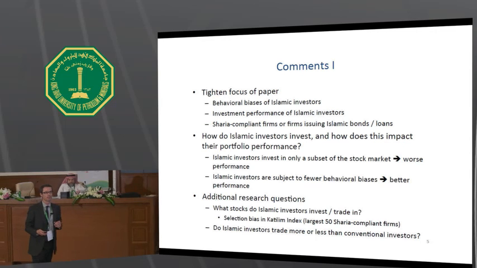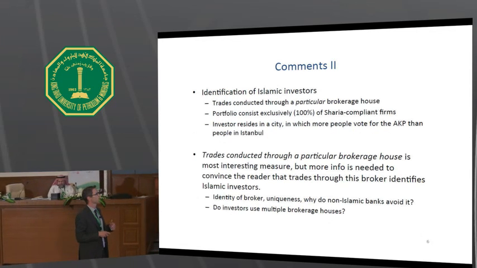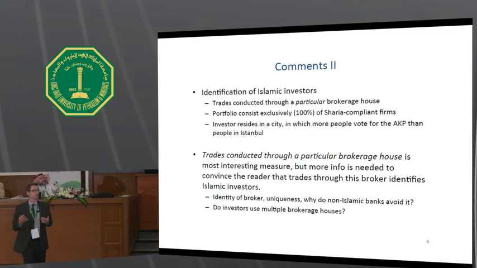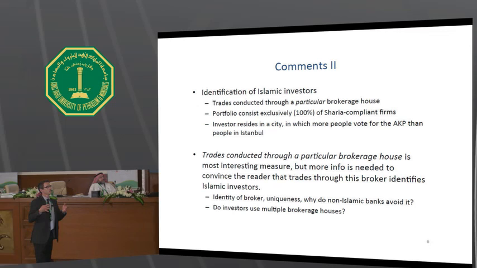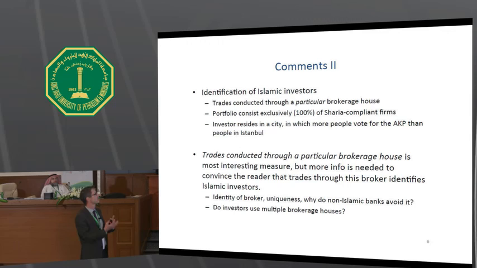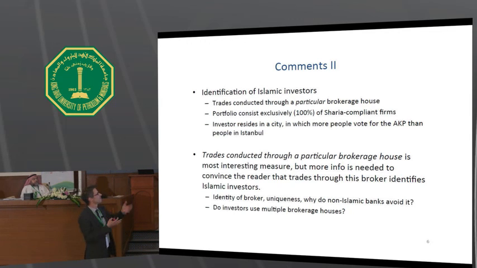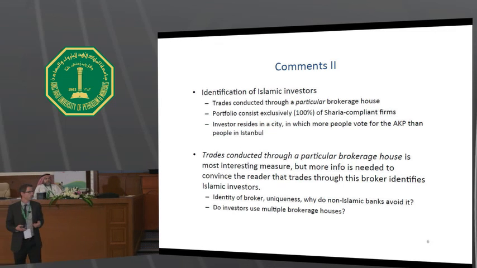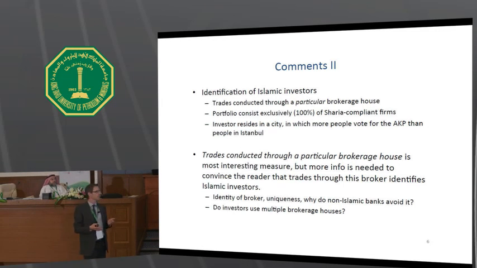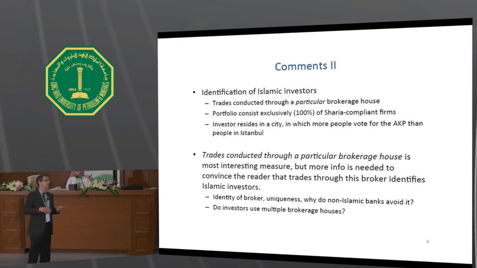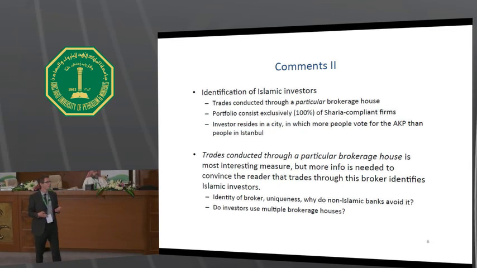My second comment is about identification in the paper about Islamic investors. You're using three different methods: the trades conducted through a particular brokerage house, whether the portfolio of these investors is dominated by Sharia-compliant companies, and the city in which investors reside. If more people in the investor's city vote for the AKP than in Istanbul, then these investors are coded as being Islamic.